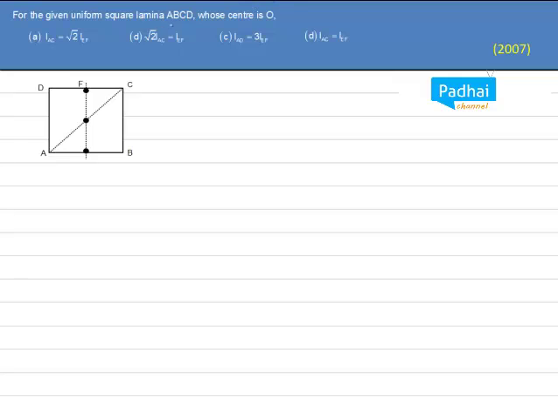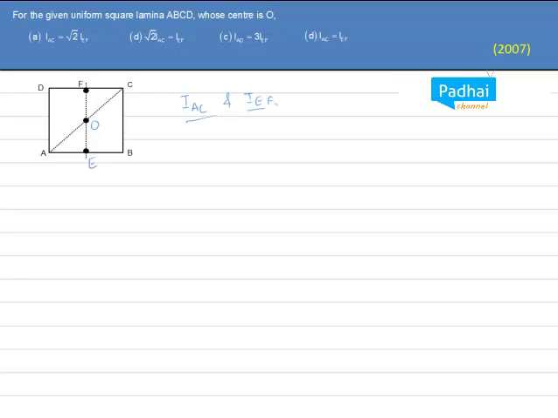For the given uniform square lamina ABCD, whose center is at O, some things are missing. This is O and this is E. Now let us see the options. I_AC is equal to root 2 I_AF. So basically it is talking about majorly moment of inertia about AC and moment of inertia about EF.